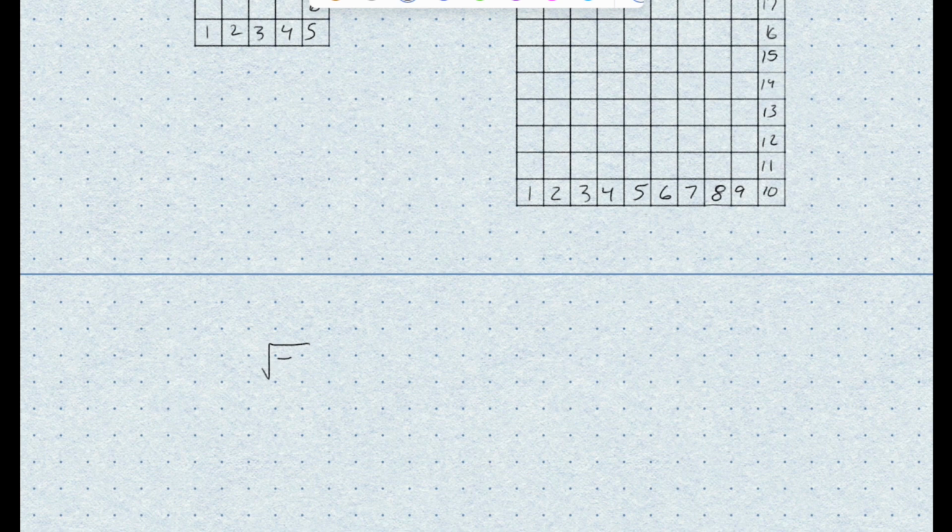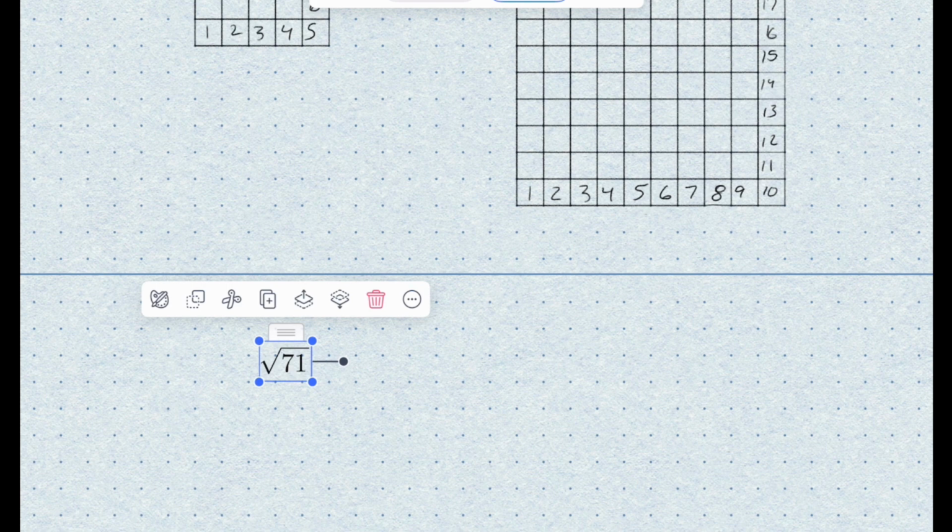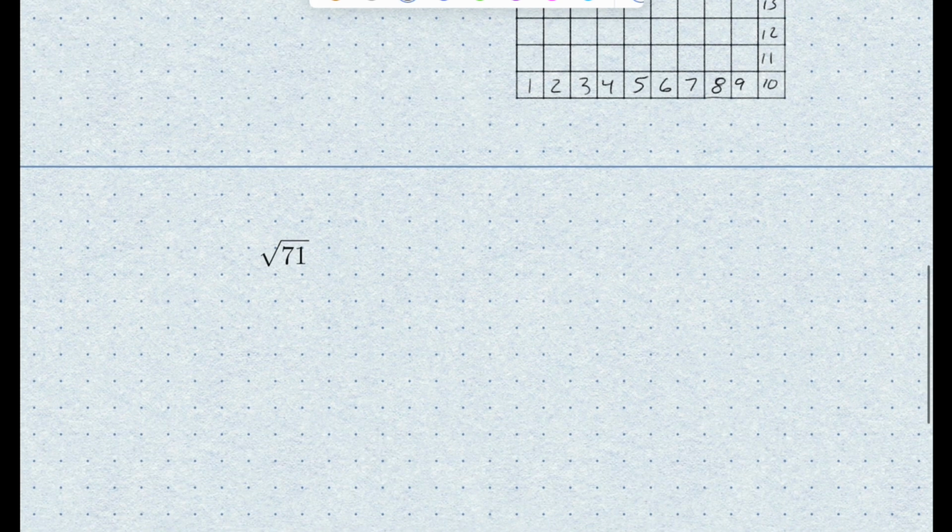Let's get one that's not as close to the perfect square that it's resembling. So let's do 71. The square root of 71 is close to 64. So that'd be 8 by 8 square. So we have 64 squares represented here, and we need 71.